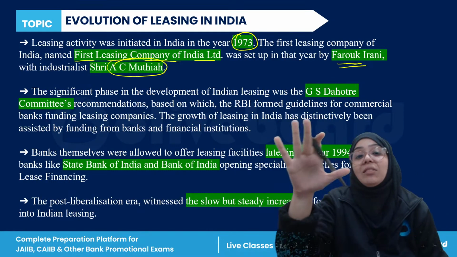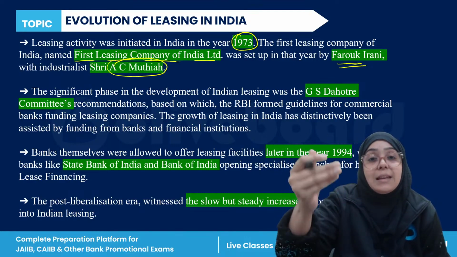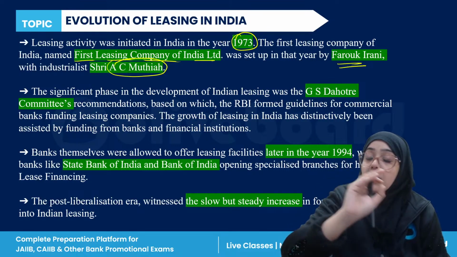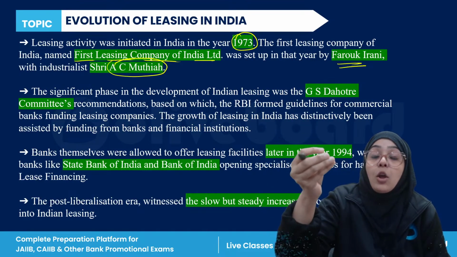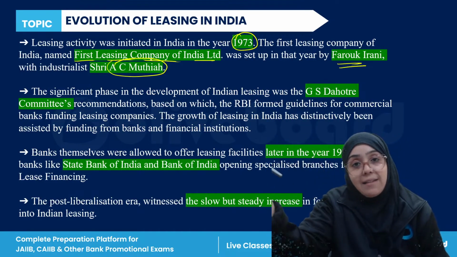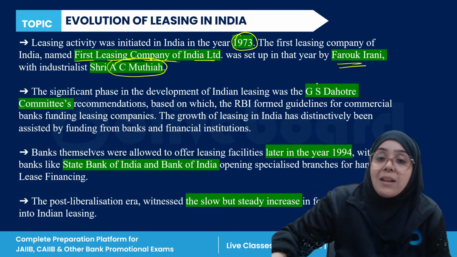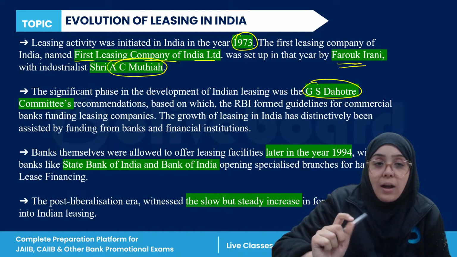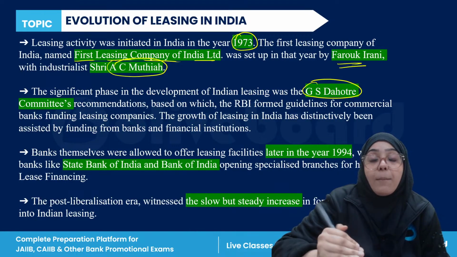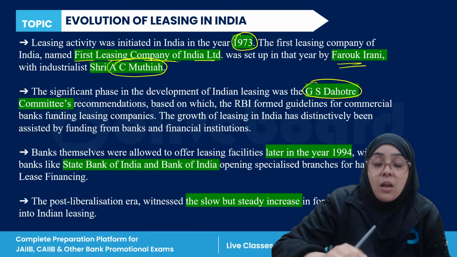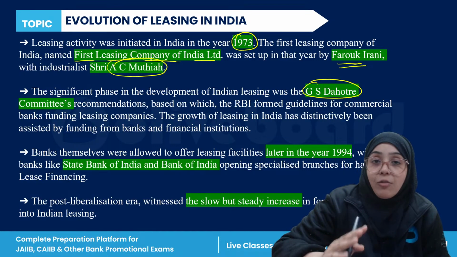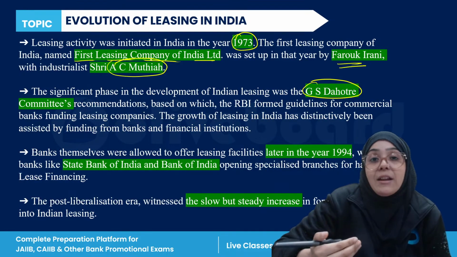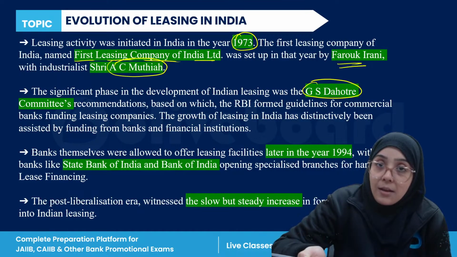Now, which committee is responsible for the development of the leasing industry in India? Very important thing. You have to remember which committee is related to lease financing in India. The committee related to lease financing in India was the GS Dahotre committee. According to the recommendation of the GS Dahotre committee, based on Reserve Bank of India's guidelines for the commercial banks, it was decided how they can provide funding to the leasing company.